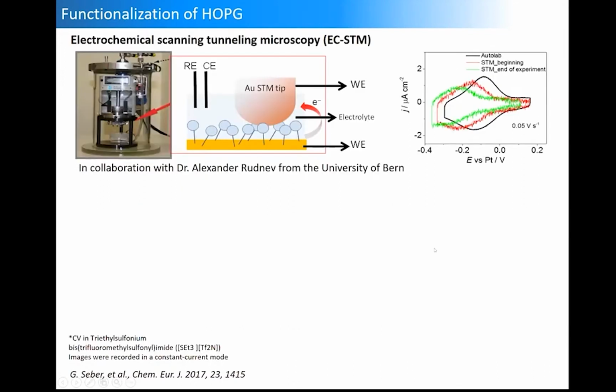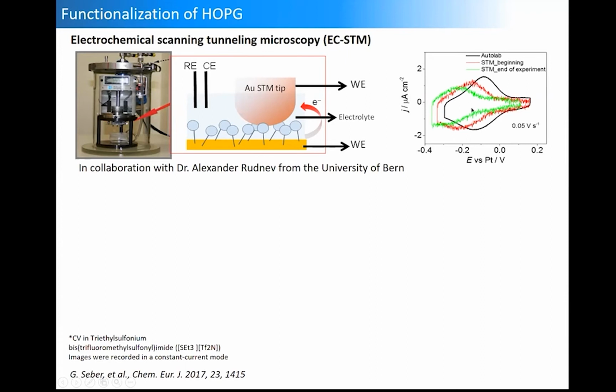We wanted to go a bit further and also measure the transport in this type of substrate. For that, we used electrochemical scanning tunneling microscopy, in collaboration with Alexander Ratnev at the University of Bern. This is a scheme of our setup. We have our HOPG substrate modified with our radicals and a gold STM tip, immersed in an electrolyte. Then we can switch the redox state of our radical and measure the tunneling current between the tip and the substrate.